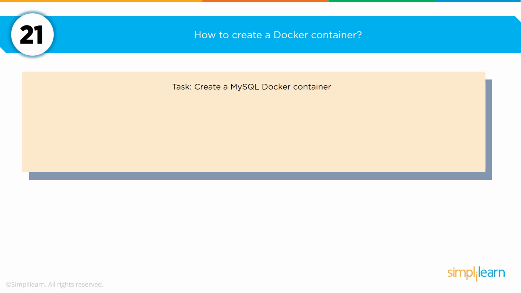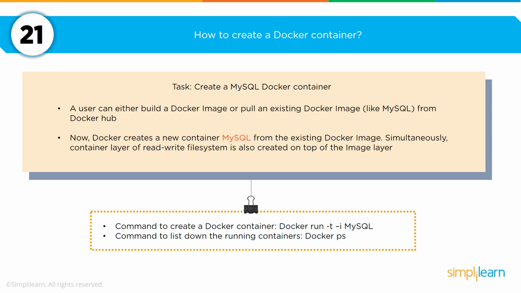So you're going to be asked how to create a Docker container. Let's go through what that would look like, and we'll break it down task by task. The task is going to be: create a MySQL Docker container. To do that, you want to be able to build a Docker image or pull an existing Docker image from a Docker repository or hub. Then you want to use Docker to create a new container, which has MySQL, from the existing Docker image. Simultaneously, a read-write file system layer is also created on top of that image. At the bottom of the screen, we have what the command lines look like for that.